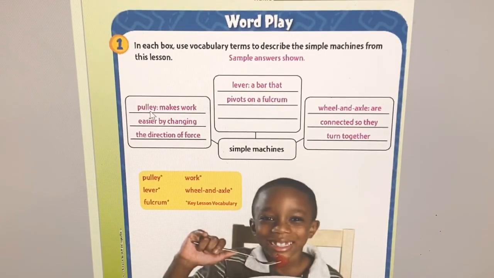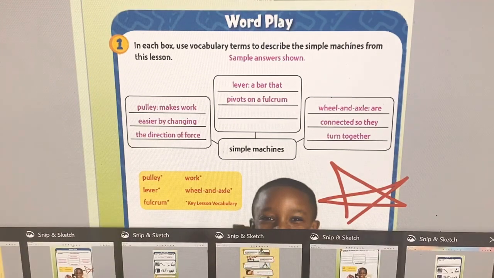First, you have a pulley. A pulley makes work easier by changing the direction of force. You are pulling up the basket instead of leaving it down. Yes, and a lever is a bar that pivots on a fulcrum. We said that a fulcrum gives the balance to the bar, which is the lever. And we talked about the wheel and axle. Wheel and axle are connected, so they can turn together. Yes, well done. If you did it right, just put a star for yourself. Big one, please. All right, let's go to the next page.